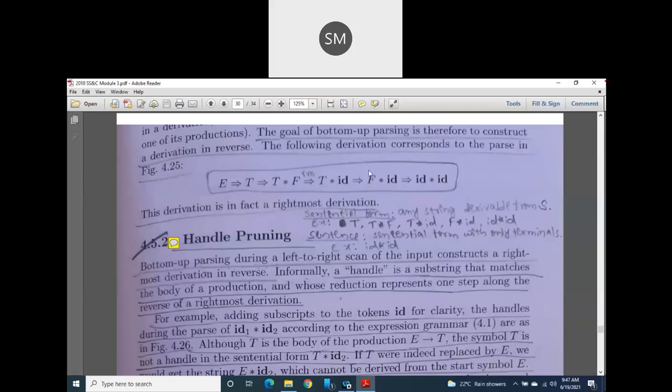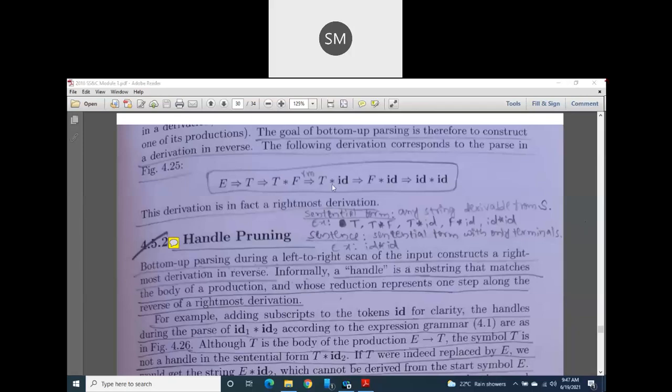And if you consider only this F star id, here again I keep this id and star as they are in the next step, and this F is replaced by T. And here in this T star id, you will see clearly that I am performing rightmost derivation. Here T star id is there, right? So here, one second.